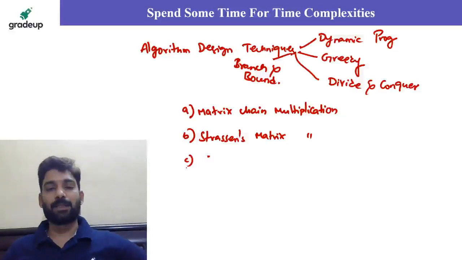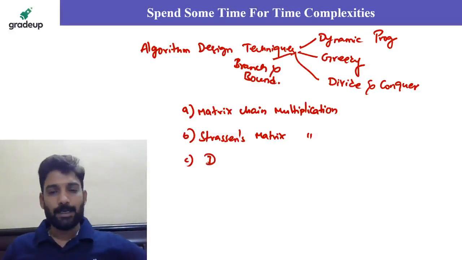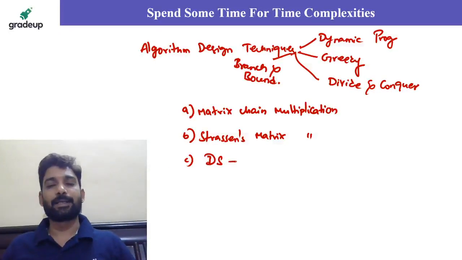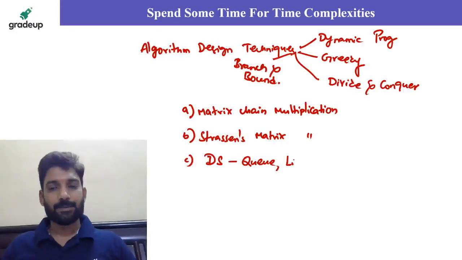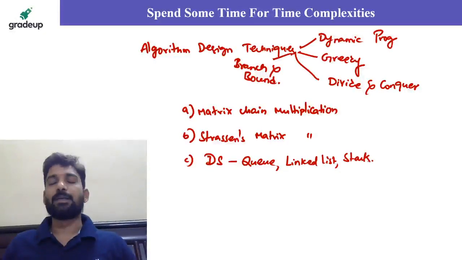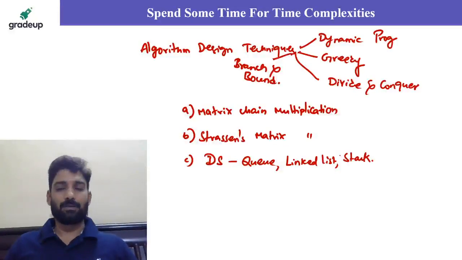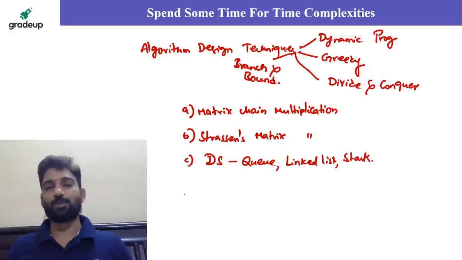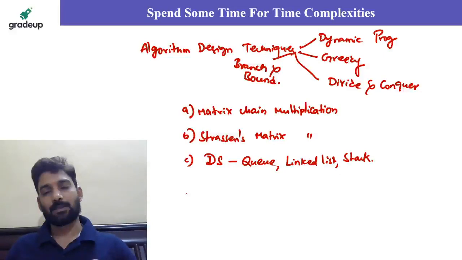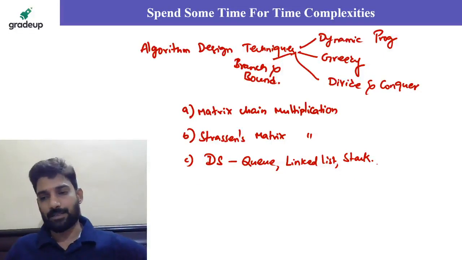Okay. Then all the data structures like queue, linked list, stack, the time complexities for insertion and for removal, go through those time complexities once. Similarly, trees.